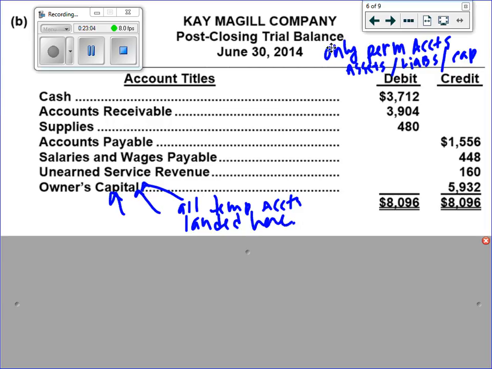We're going to have our debits on the debit side, we're going to have the credits on the credit side, and then we do the single and double rule to make sure that they still equal. Pretty easy? I hope so.